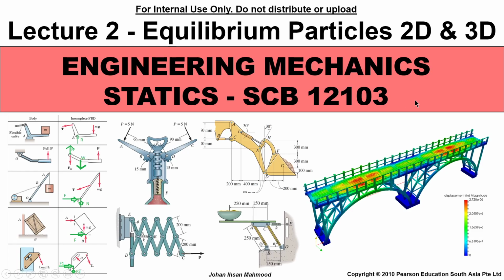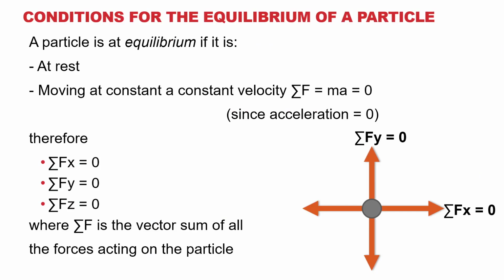All right. So, next order of business on our topic in engineering mechanics is something called equilibrium of particles. However, we'll be learning 2D first, and next we'll be learning 3D. So what is equilibrium? Equilibrium is defined if that particle is at rest, meaning it does not have any motion. Velocity is equal to zero. Or if it's moving at a constant velocity.